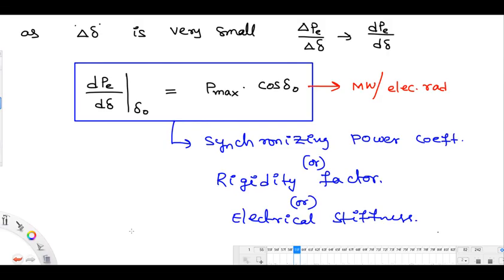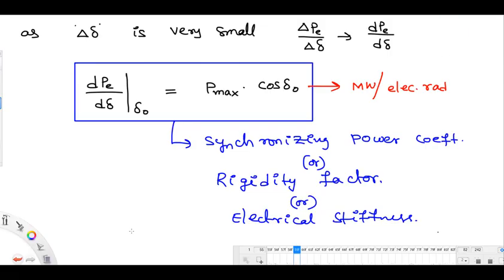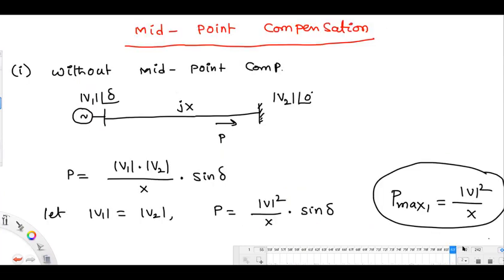Sir, we use this midpoint compensation for increasing our Pmax, right? Yes. Then why in the last problem did we take Pmax low? In the second region the Pmax is very high, sir. That's what I explained till now, right?